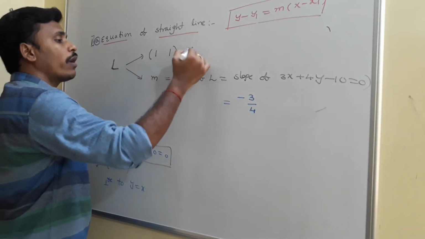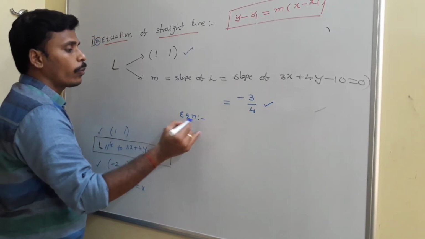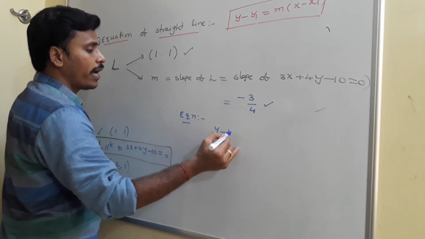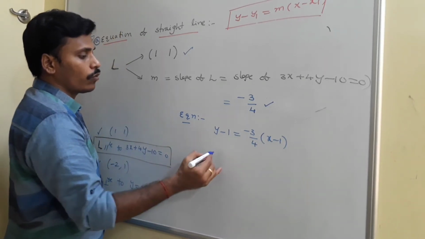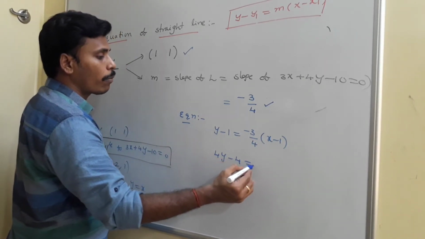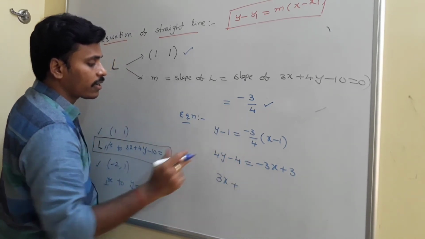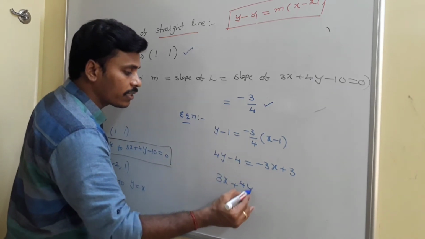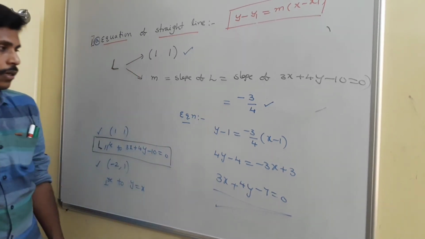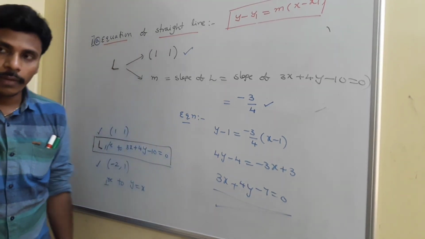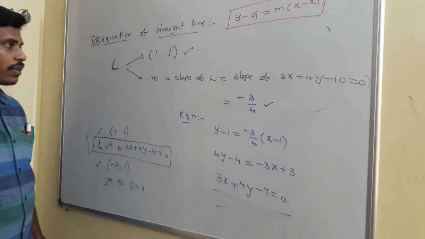Now finally I have a point, I have a slope, and I need to find the equation. How do we find the equation again? The same formula: y minus y1 is equal to minus 3 by 4 into x minus x1. If you do cross multiplication, 4y minus 4 is equal to minus 3x plus 3. Move everything to one side: 3x comes to this side and stays 3x, 4y is still there, and 3 becomes minus 3, and the equation of the line is 3x plus 4y minus 7 is equal to 0. And this is the third example for this point, right?